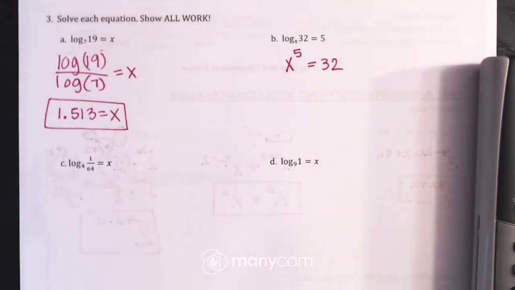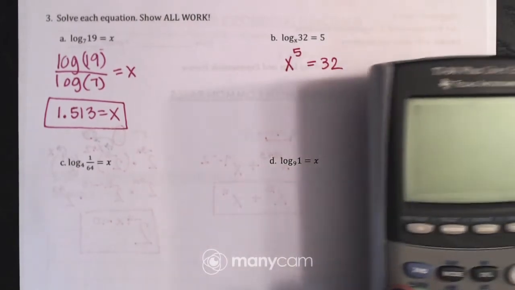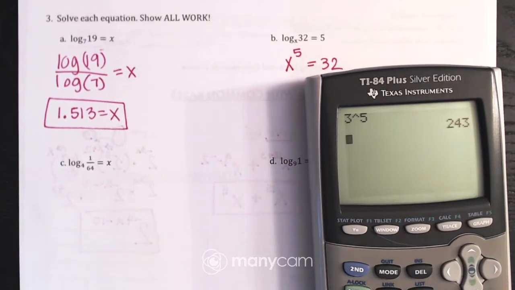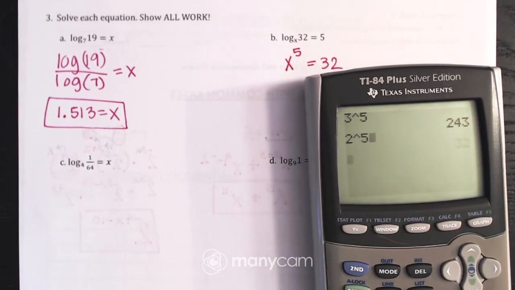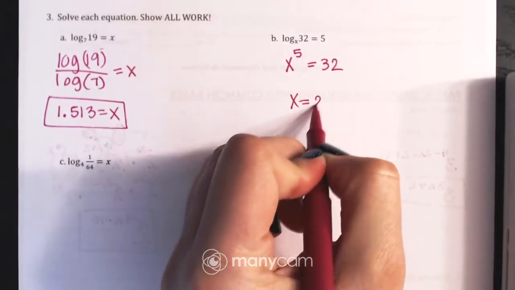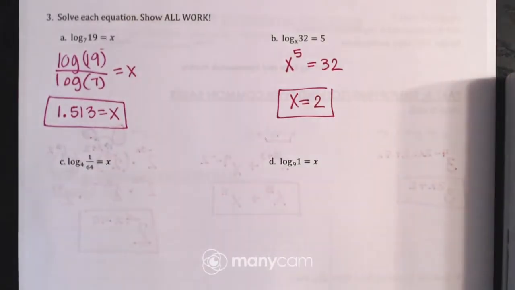Now here's just basically a little bit of guess and check to figure out what will work. So I'm trying to raise something to the 5th power and get 32. If I raise like 3 to the 5th, that's too big. So if I raise 2 to the 5th, oh, that works. So I know my answer. X equals 2.